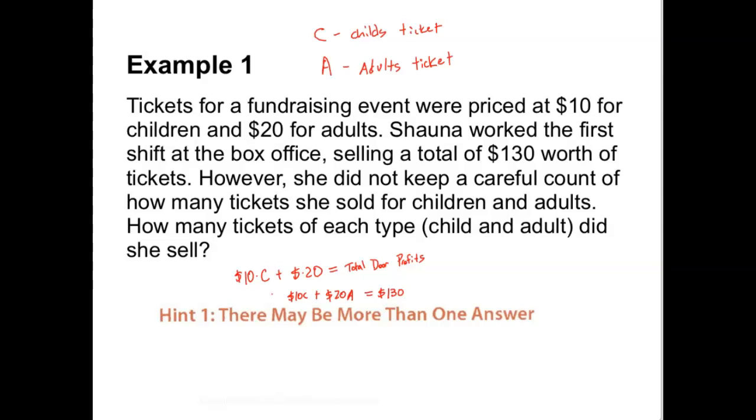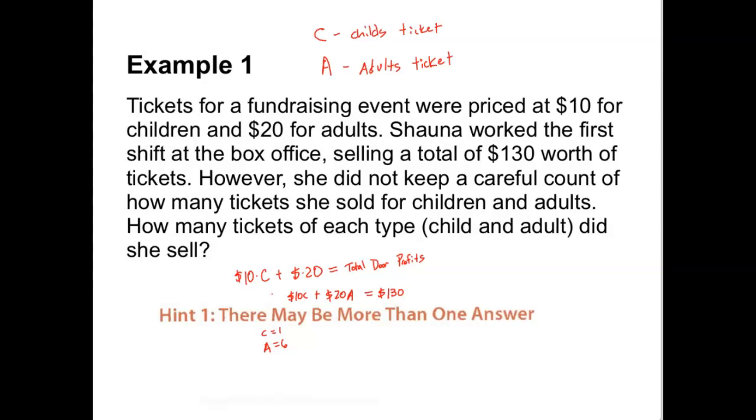But what we have here is two unknowns in one equation, which means that there could be more than one solution. Can anybody give me a valid answer, a value for C and a value for A that would satisfy this equation? C equals 1, A equals 6.